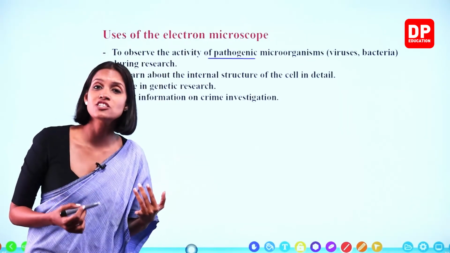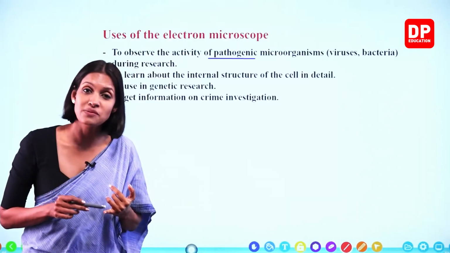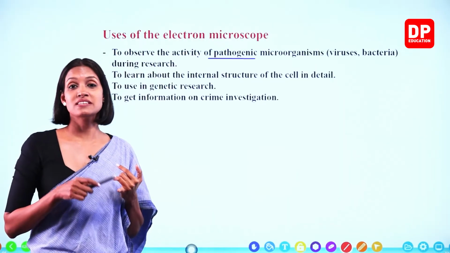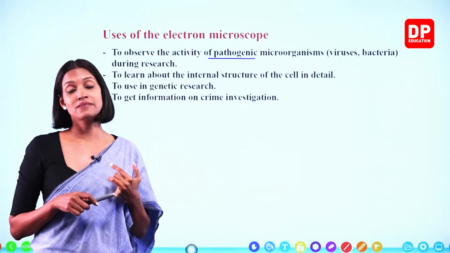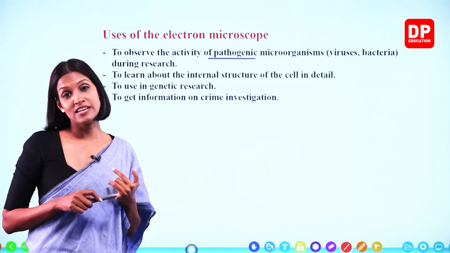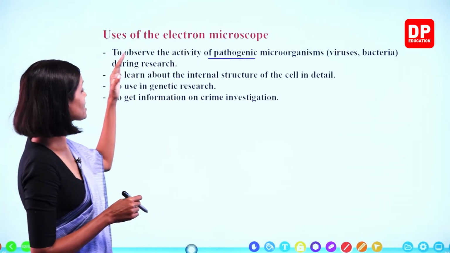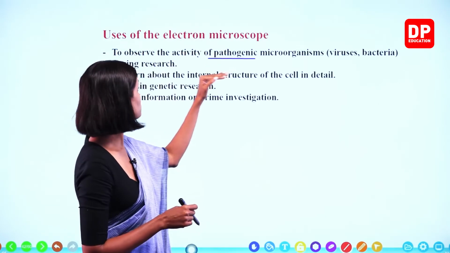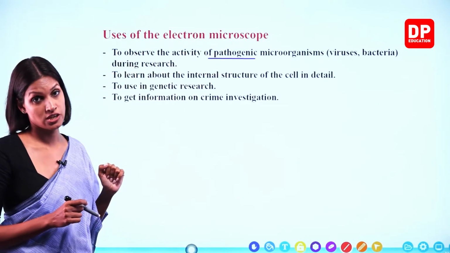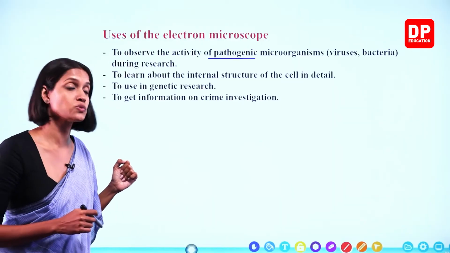So what are the diseases caused by viruses, children? Dengue. Rabies is caused by the rabies virus. Dengue is caused by the dengue virus, right? And coronavirus causes COVID-19 likewise. Okay, children? So to observe the activity of pathogenic microorganisms during research, we need the help of the electron microscope.